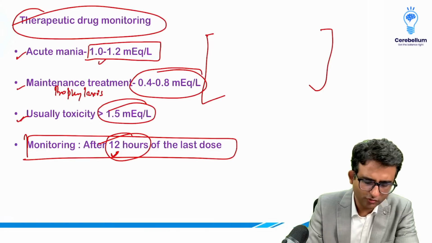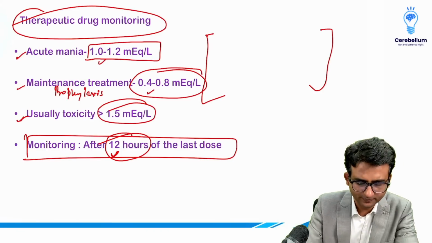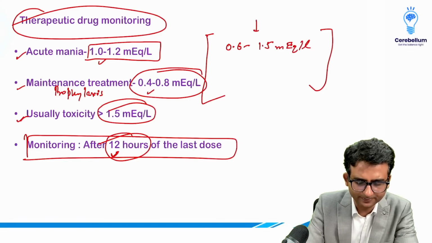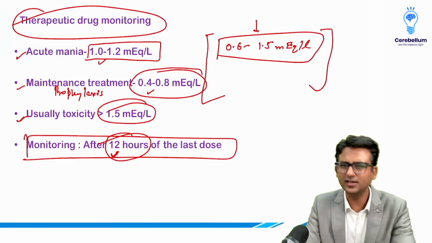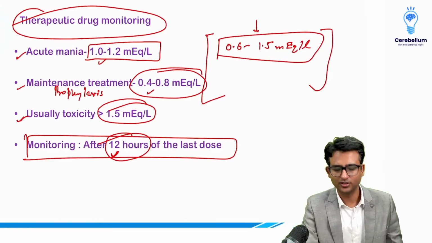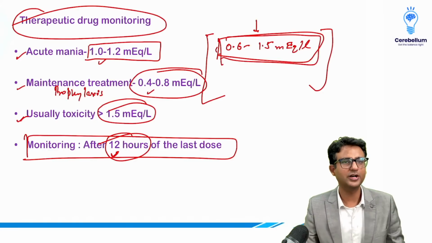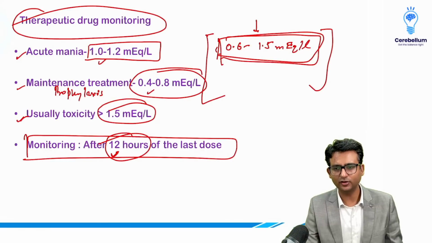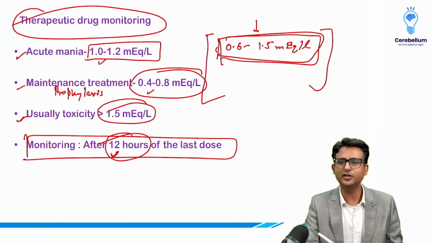Rather than giving 1 to 1.2 or 0.4 to 0.8, they may also give 0.6 to 1.5 milliequivalent per liter in the exam. Earlier the books used to say 0.6 to 1.5 is the effective dose. So remember this, 0.6 to 1.5 is the effective dose. Rakesh, in the last slide I talked about toxicity, I will cover that in the next slide anyway.